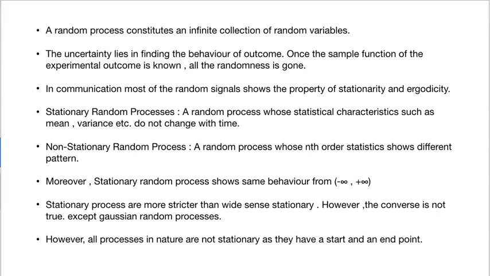What actually is a stationary random process? It is a random process whose statistical characteristics, such as mean and variance, do not change with time. However, a non-stationary random process is not that strict in nature. It may have one of its statistical characteristics changing with time or with the time difference. We also know that a stationary random process shows the same behavior from -infinity to +infinity.